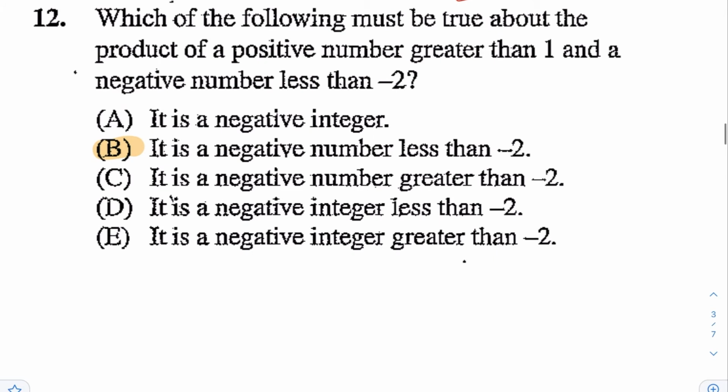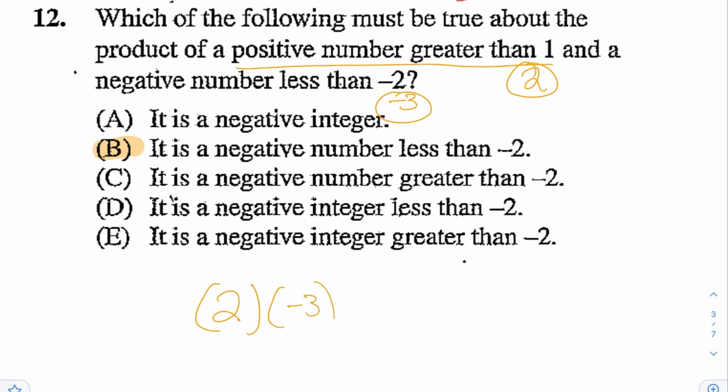Next for number 12, which of the following must be true about the product of a positive number greater than 1 and a negative number less than -2. So just pick two numbers here. You want a positive number greater than 1, so you can make this 1.5 or just 2. And you want a negative number less than -2, so let's try -3. If you multiply 2 times -3, that's going to be equal to -6.